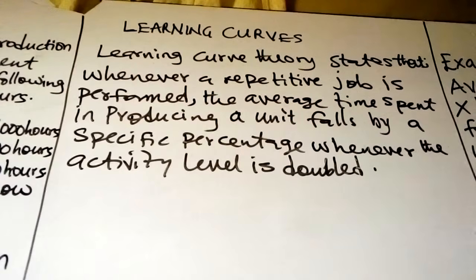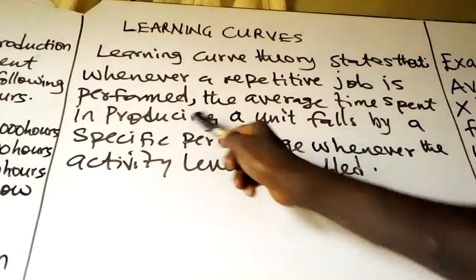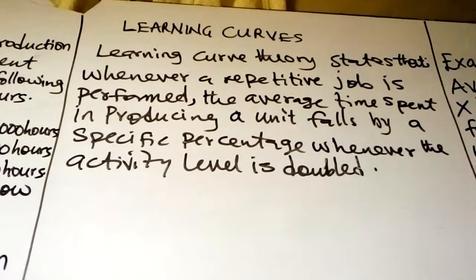Learning curve theory states that whenever a repetitive job is performed, the average time spent in producing a unit falls by a specific percentage whenever the activity level is doubled.